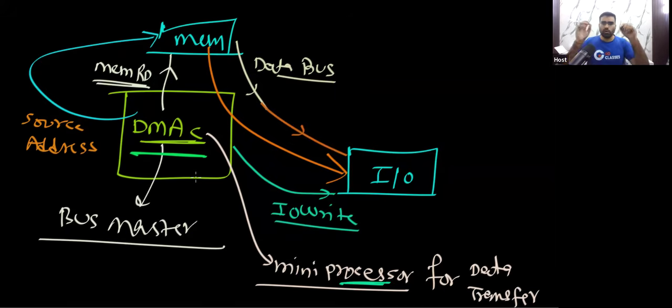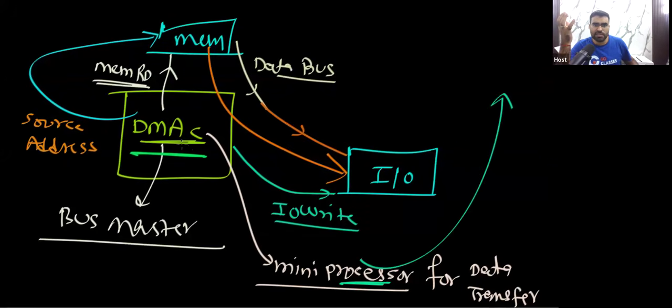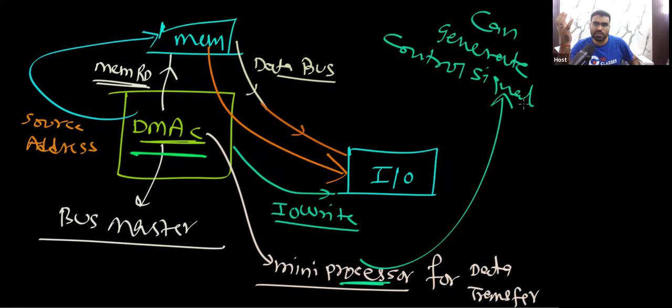So overall, what I want to say is that this DMA controller is a mini processor. Remember, when I say mini processor, what does it simply mean? It simply means this DMA controller can generate all the signals. It will generate the control signals like memory read, memory write, IO read, IO write. So the control signals will be generated.